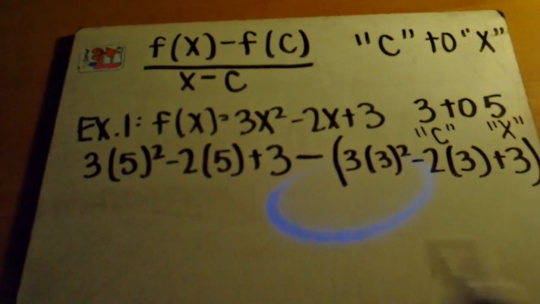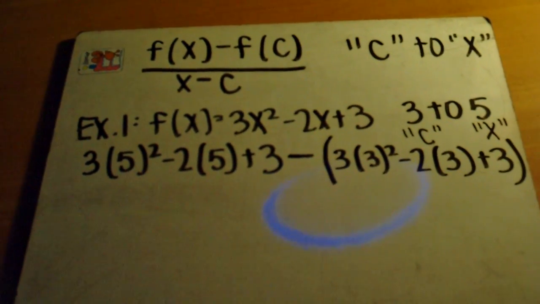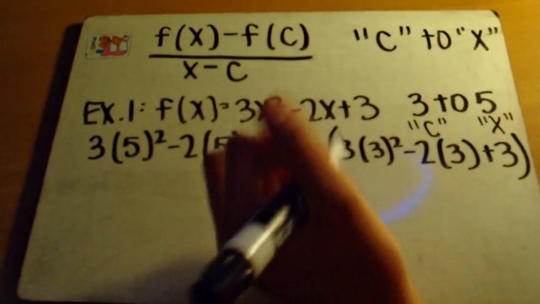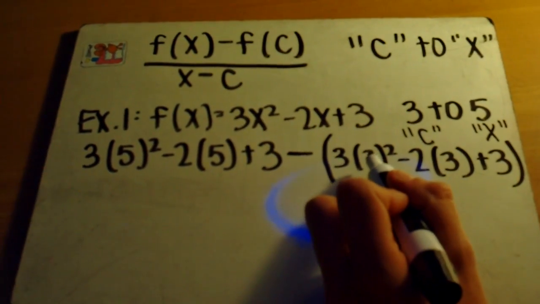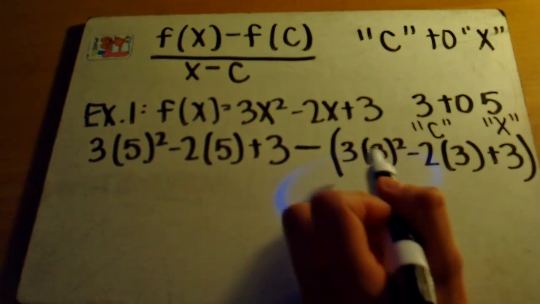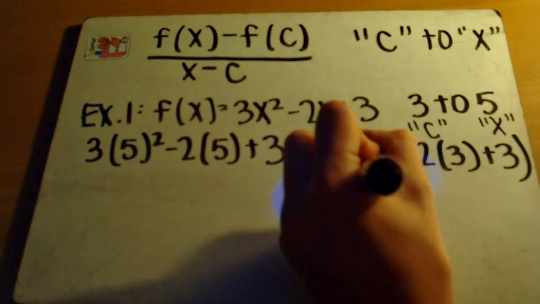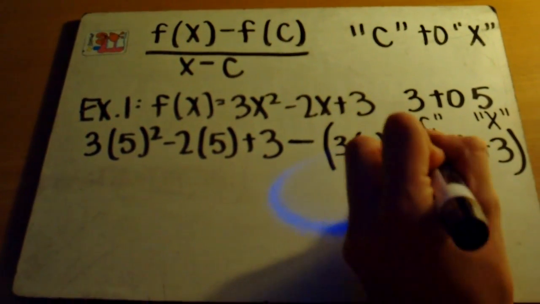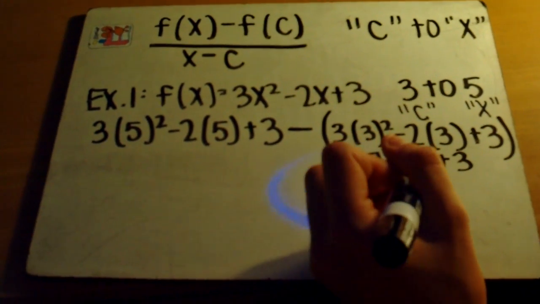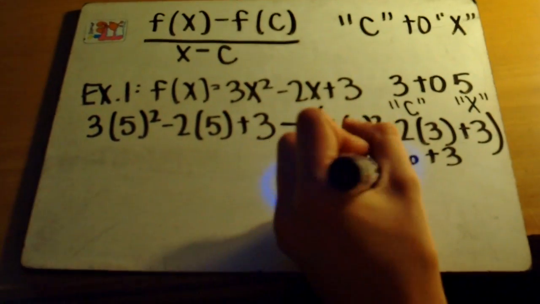Now, as you can see, this equation is a long mess, so we're going to simplify the top before we start with the bottom. Let's start with the f of c over here. 3 squared equals 9, times 3 is 27, minus 2 times 3 is 6, plus 3. And 27 minus 6 is 21, plus 3 is 24.